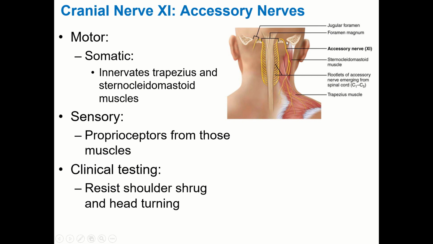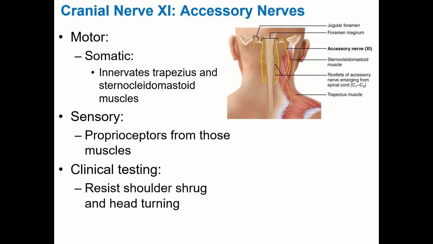Their motor function is only somatic. So they innervate the trapezius muscles, which hopefully you'll remember, your traps. We talked about those way back with the first lab. Those are your big shoulder muscles that elevate the scapulas, rotate them up, retract them, etc. And then they also innervate the sternocleidomastoid muscles. Those I mentioned, but I haven't actually shown to you.